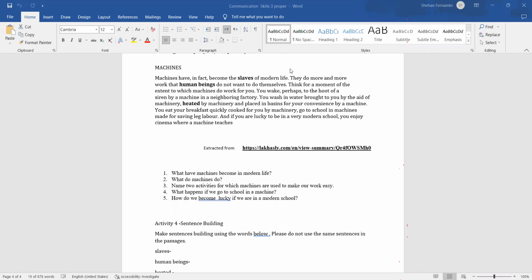Very good, Ratnayaka. So if you just put "slaves", it will be wrong. Machines have become the slaves of modern life. It should be full answers. Okay, good. What do machines do?